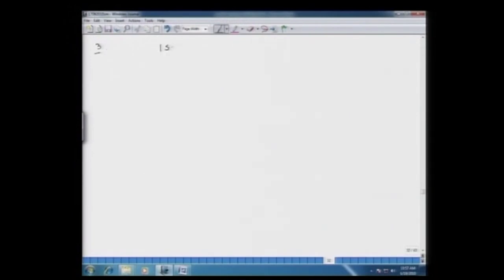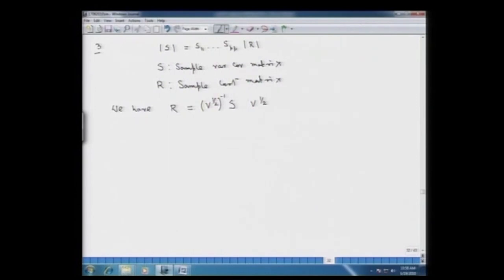What we are trying to prove is the following, that S is equal to S 1 1 ... S p p into R, right, where S is the sample variance covariance matrix and R is the sample correlation matrix. Now what do we know about the relationship between the sample variance covariance matrix and the correlation matrix? This is what we know. So we have the relationship that R, the correlation matrix, can be derived from the sample covariance matrix in the following way, that we take S, the sample variance covariance matrix, and then multiply that with V half inverse and post multiply by V half inverse.